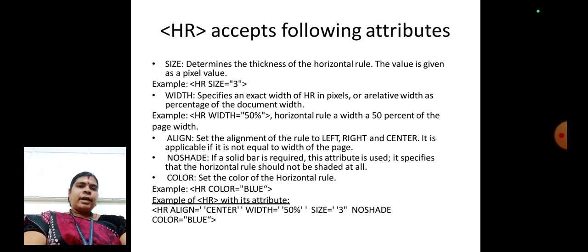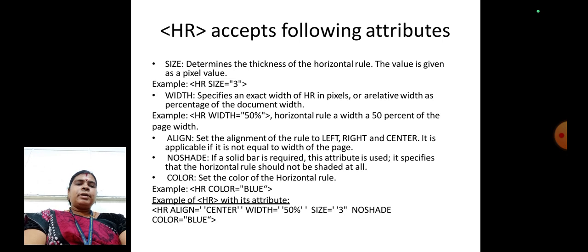HR accepts the following attributes. Size determines the thickness of the horizontal rule. The value is given as a pixel value. Example: HR size equal to 3. Width specifies an exact width of HR in pixels or a relative width as a percentage of the document width. Example: HR width equal to 50%. Horizontal rule with a width of 50% of the page width.